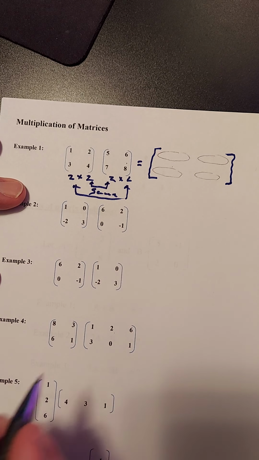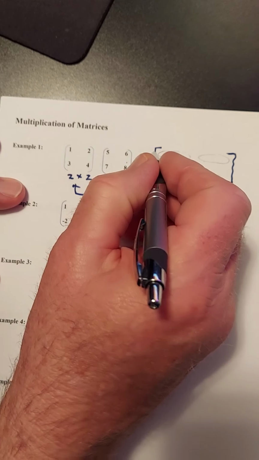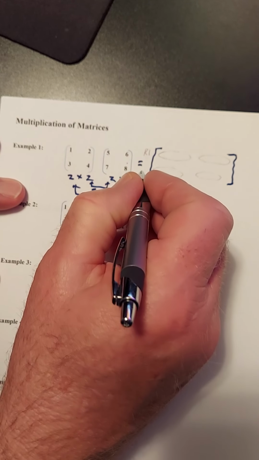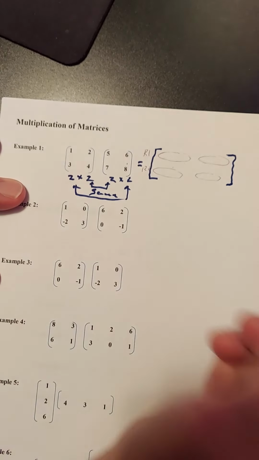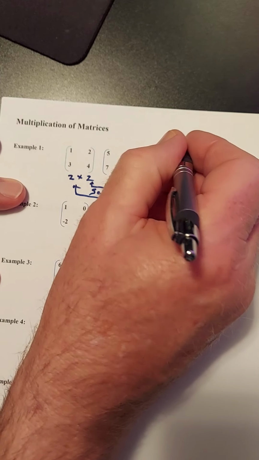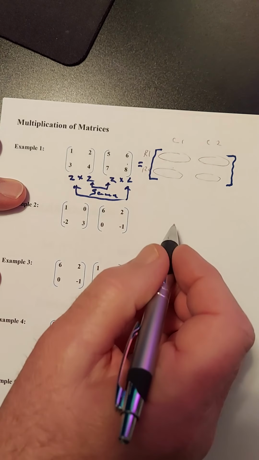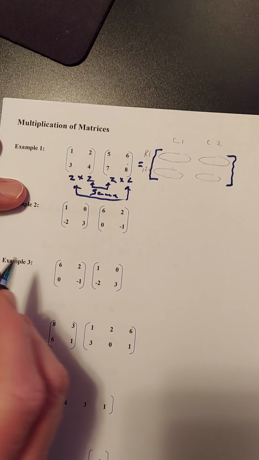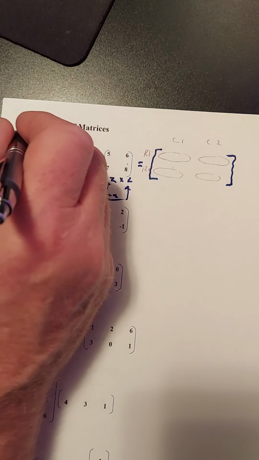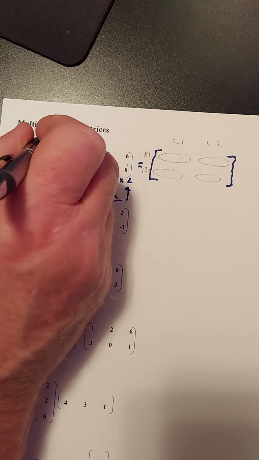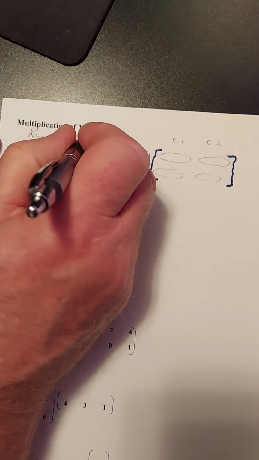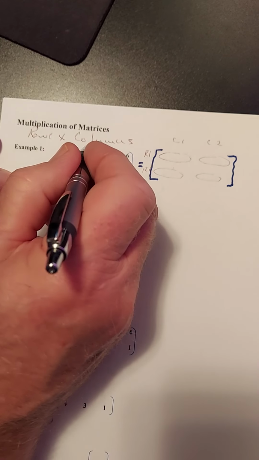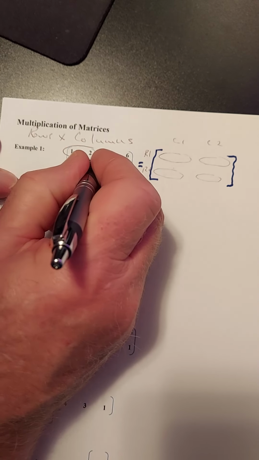Okay, so we know that we're going to have row 1 and row 2, and column 1, column 2, if you're talking about rows and columns. When you multiply, you take the rows of the first one times the columns of the second one. Okay, so just do this.